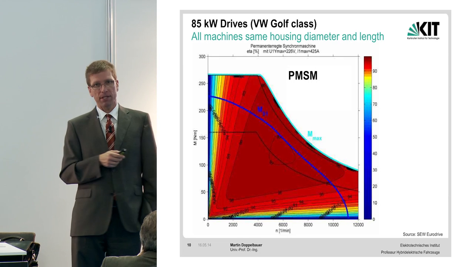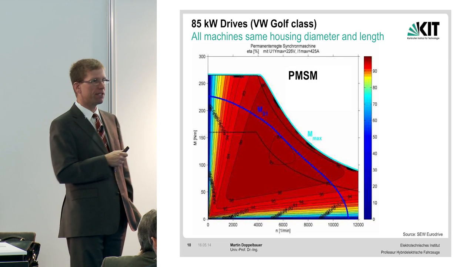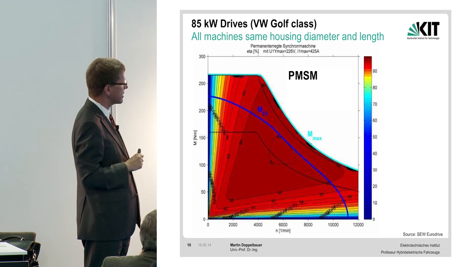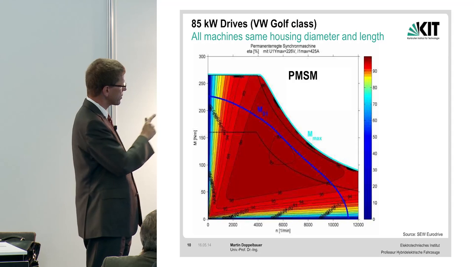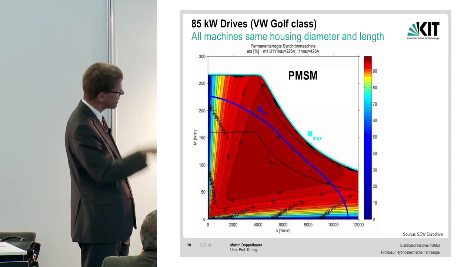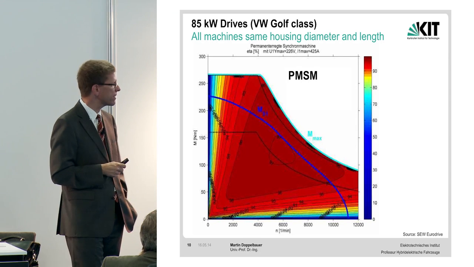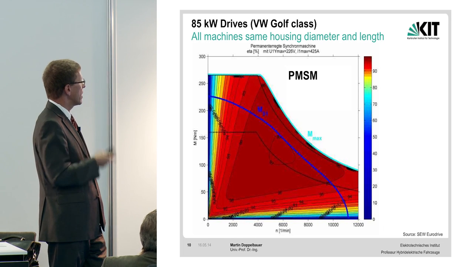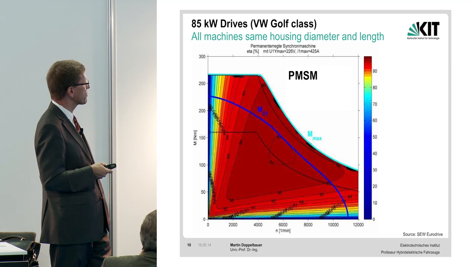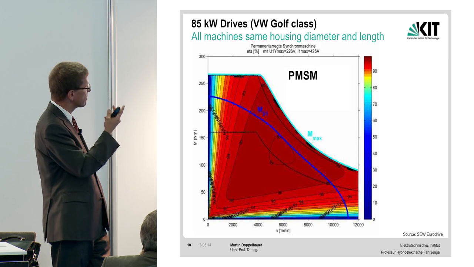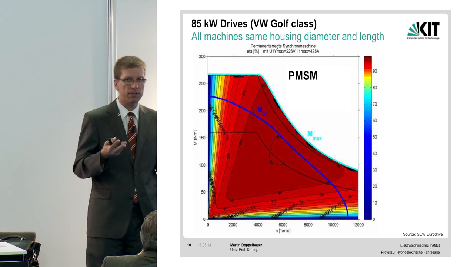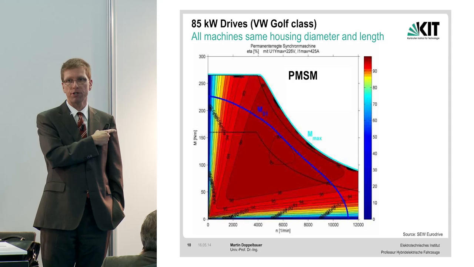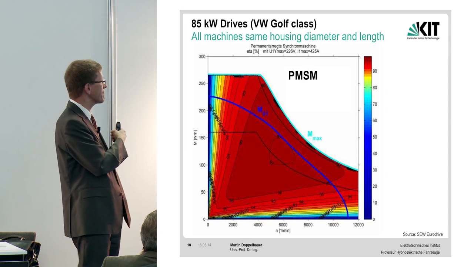I hope you have all seen these graphs. For those of you who haven't, just a brief introduction. What you see on the horizontal axis, again, is the speed of the motor, starting at zero speed standstill and ending, in this case, at 12,000 rpm. On the vertical axis, you see the torque. In this case, the permanent magnet synchronous machine is limited at probably 270 Newton meters. This is the limit of the battery and the inverter, not the limit of the machine, I should say.